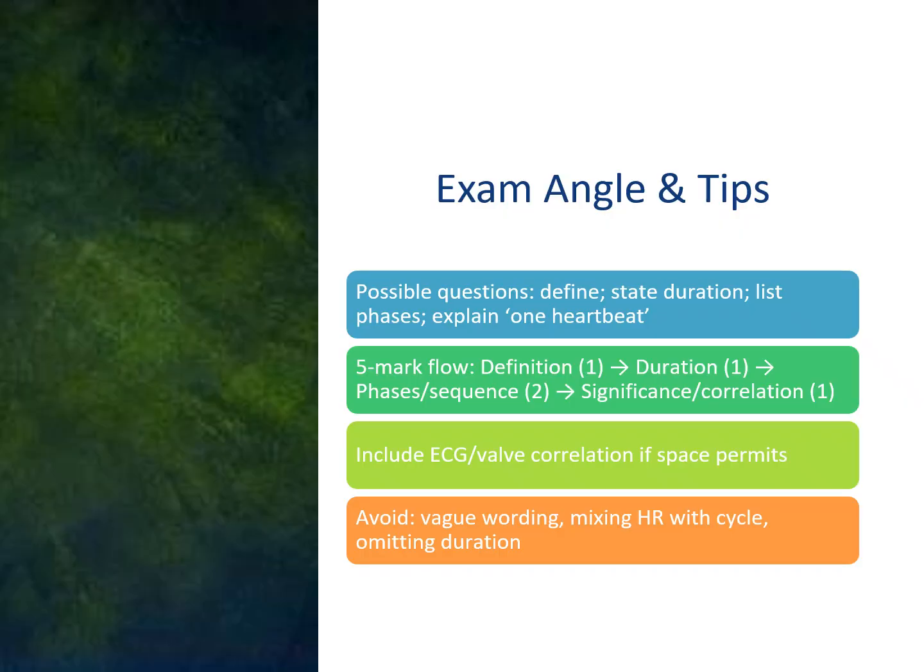That 4-step structure earns you the complete marks, and it shows the examiner you understand both what happens and why it matters. Now, common mistakes you should try to avoid. 1, please don't use vague terms like the heart pumps blood, without any structure. 2, confusing heart rate, that's the number of cycles per minute, with the cardiac cycle, that's the event in one beat. And then lastly, forgetting to mention the duration. That alone can cost you a lot of marks.